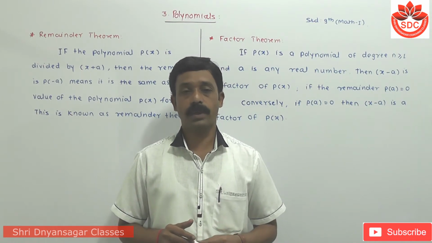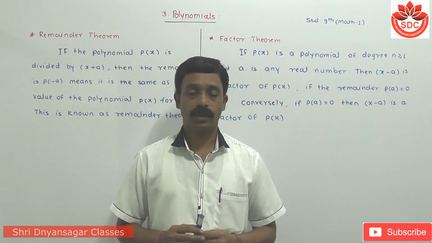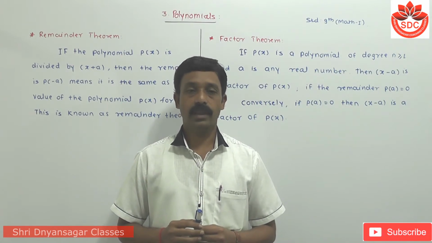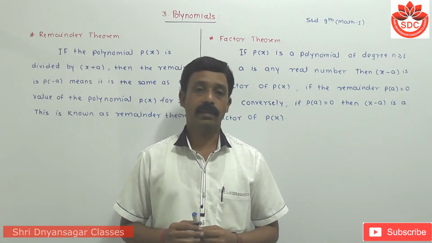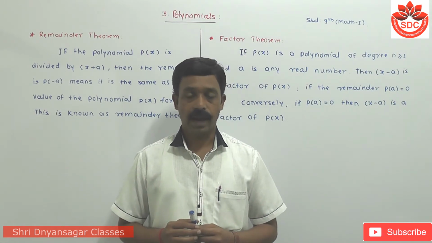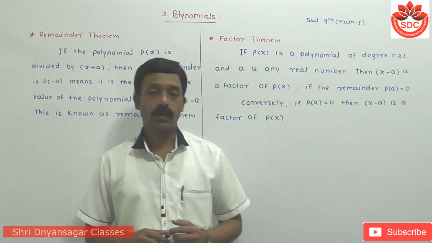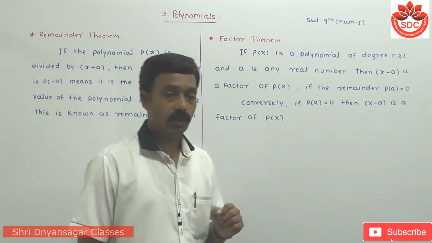Discuss the next topics of the chapter Polynomials, 9th Standard Mathematics Part 1. The next theorems are the Remainder Theorem and the Factor Theorem, and then we discuss practice set 3.5. Now, what is meant by these two theorems?